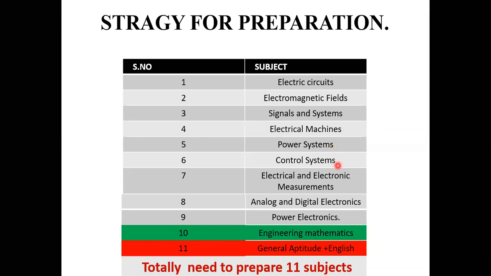And control systems also over for you. And one more subject is electrical and electronic measurements. It is also over for you. And coming to the eighth subject, that is digital electronics, means STLD, is over for you. And analog. Analog consists of three subjects. The first one is EDC, second one is PDC, and third one is LAC.